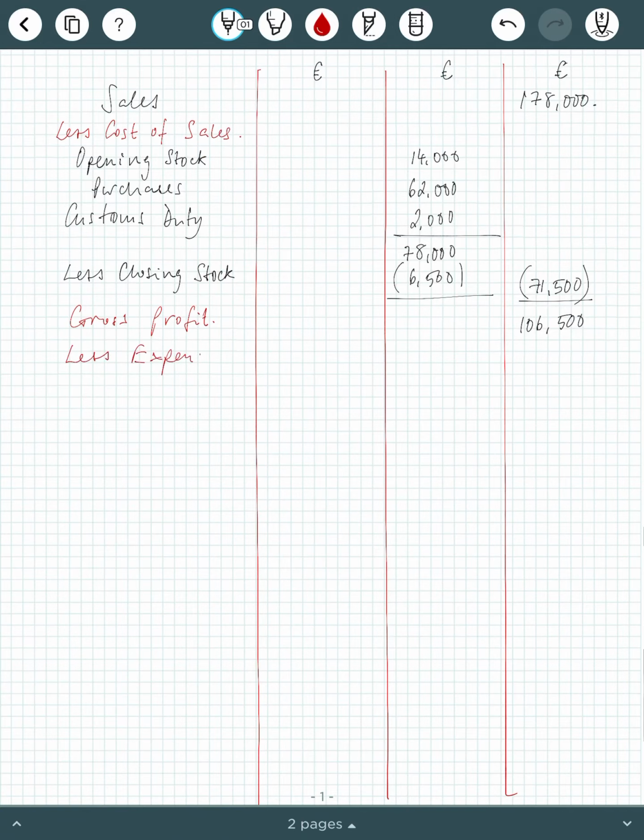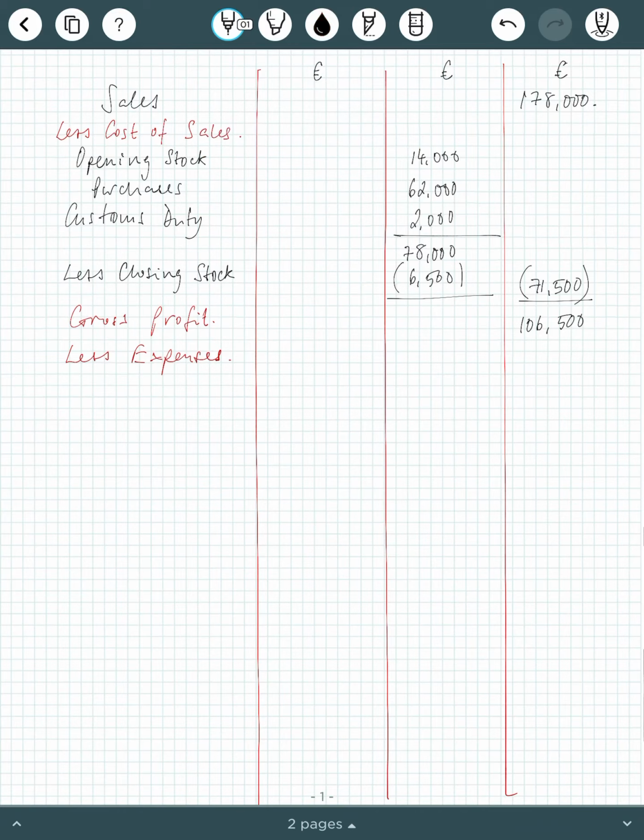As pointed out at the beginning of the question, carriage outwards, insurance, rent, wages, and advertising are expenses. Now, there's something to be wary of here. These expenses can be divided up into two categories. I don't think you need to worry about them for the Junior Cert, as I don't think you get marks for separating them up. But as I'm teaching here, it's worth noting, so I will mention them to you.